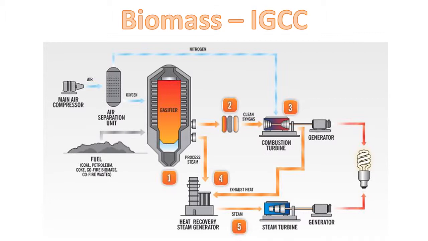After the syngas is generated, it is used to drive a gas turbine and produce electricity, which is labeled as number 3, and then the waste heat is used to produce steam and drive a steam turbine to generate additional electricity, labeled as number 5 in this diagram.